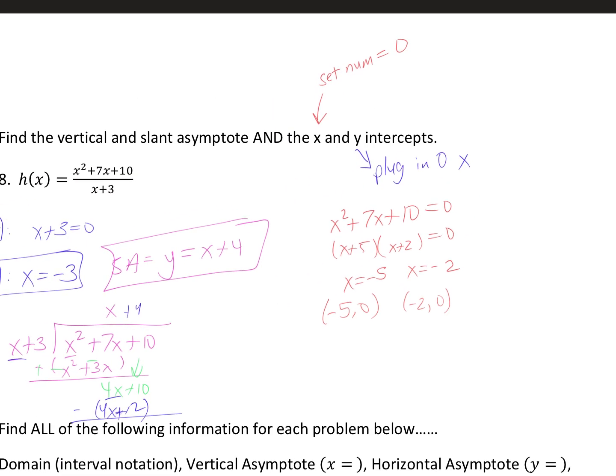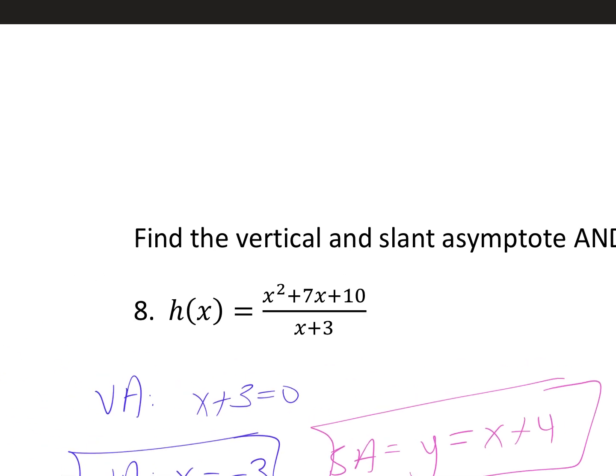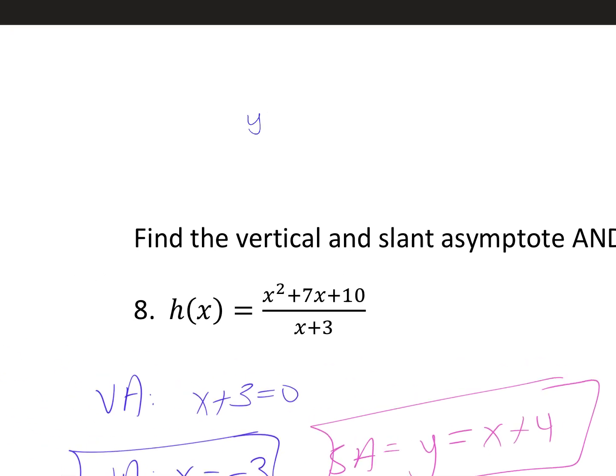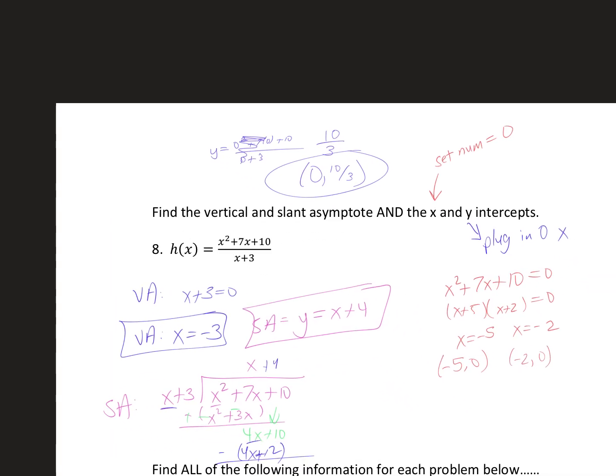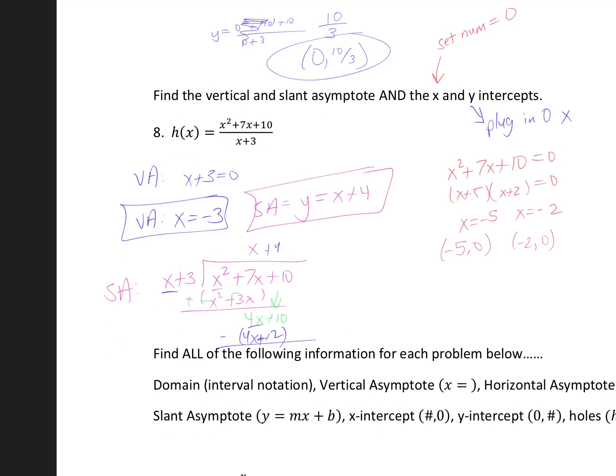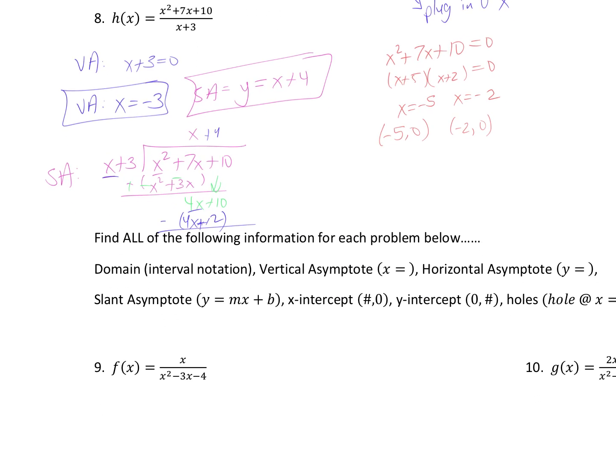If we're going to find our y-intercept, I plug in 0 everywhere I see an x. So I have 0 squared plus 7 times 0 plus 10 over 0 plus 3. Everything cancels out here, and I get 10 over 3. Can I reduce that at all? No. So you would write that as, I plugged in 0, I got out 10 over 3. And here's your intercept. You guys will have to factor on this quiz. I told you guys before, factoring is never, ever, ever going anywhere.